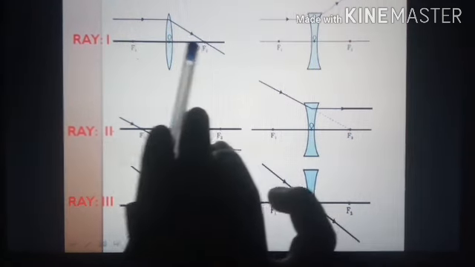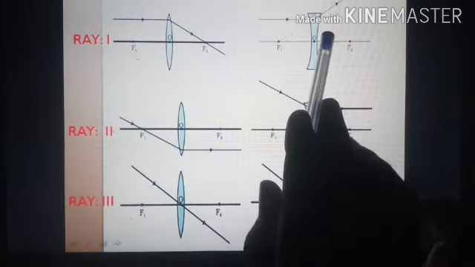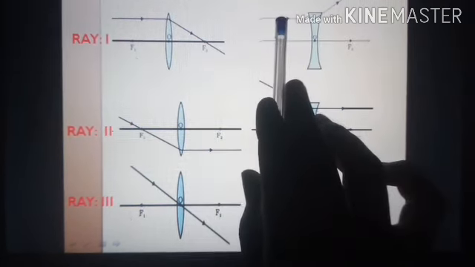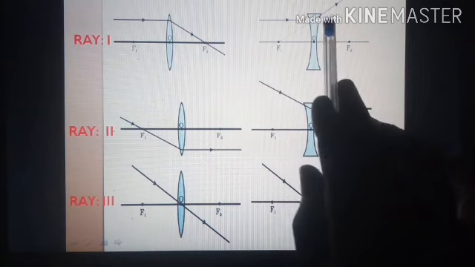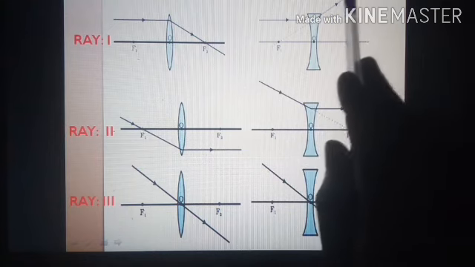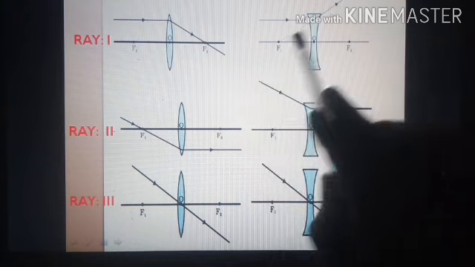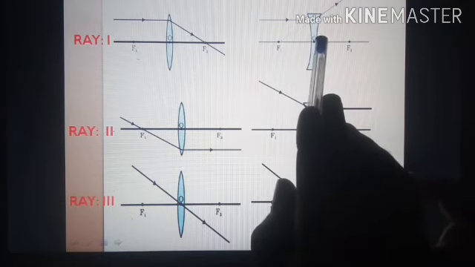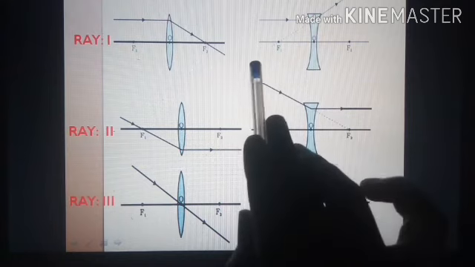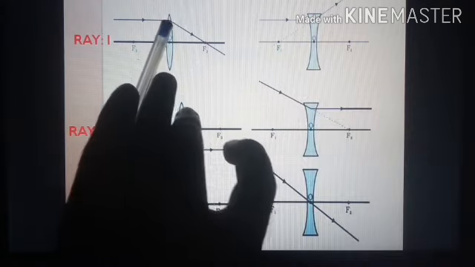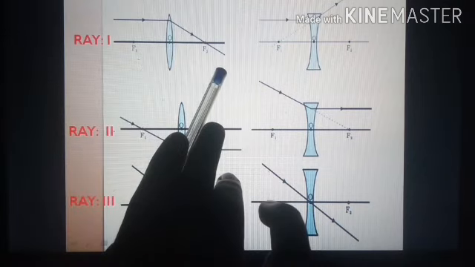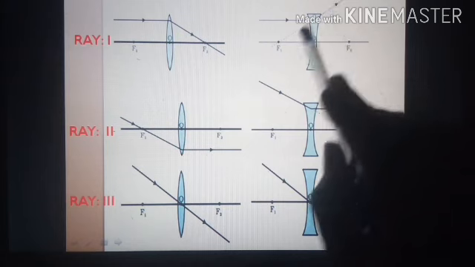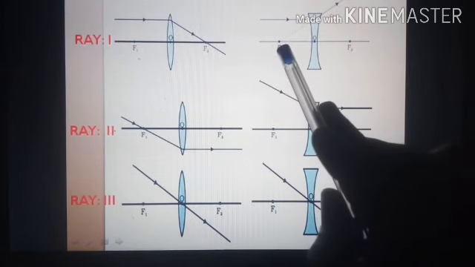On the right side of the convex lens. The same case in concave: the parallel ray after refraction diverges in this direction, so it appears to diverge from the principal focus. So the parallel ray after refraction by the concave lens appears to diverge from the principal focus. Here it actually passes through the principal focus, but here it only appears to diverge from the focus.